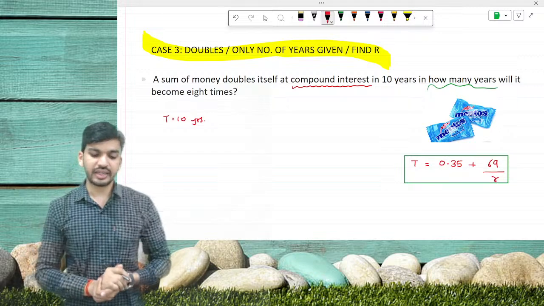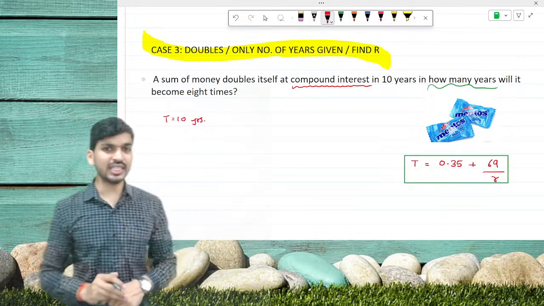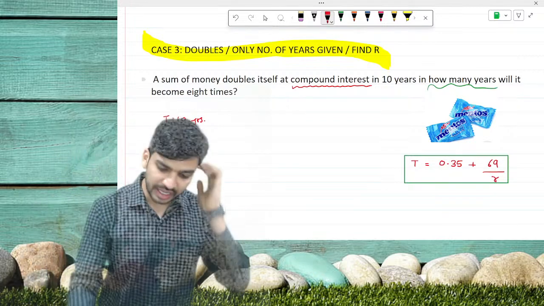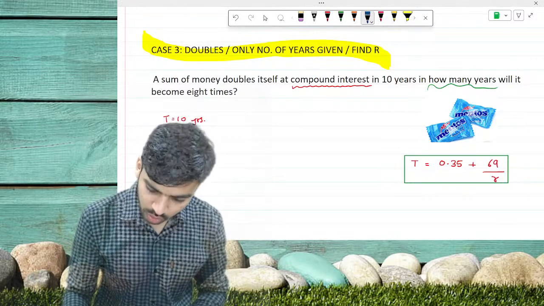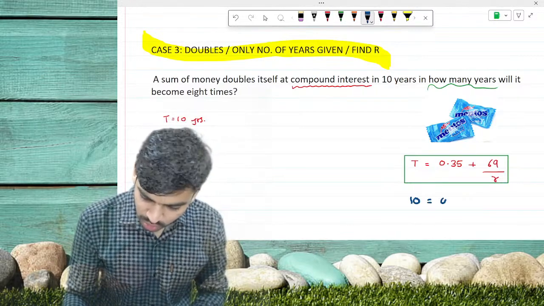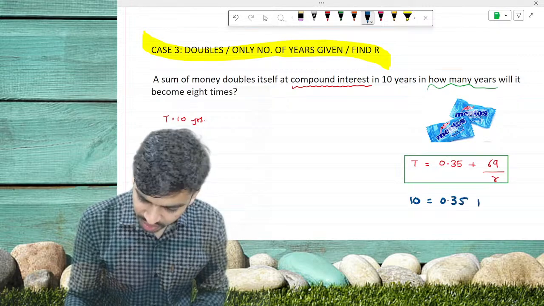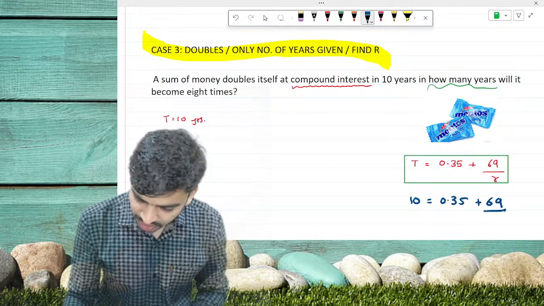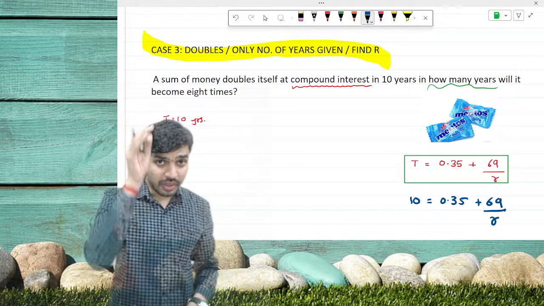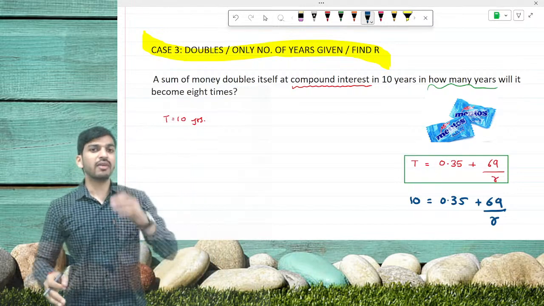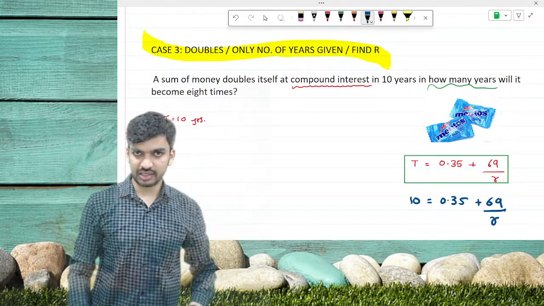So let's see how to solve this. So t is equal to 10 years. Let's find out how to substitute the values. 10 is equal to 0.35 plus 69 divided by r. From this formula, we need to find out the rate of interest.